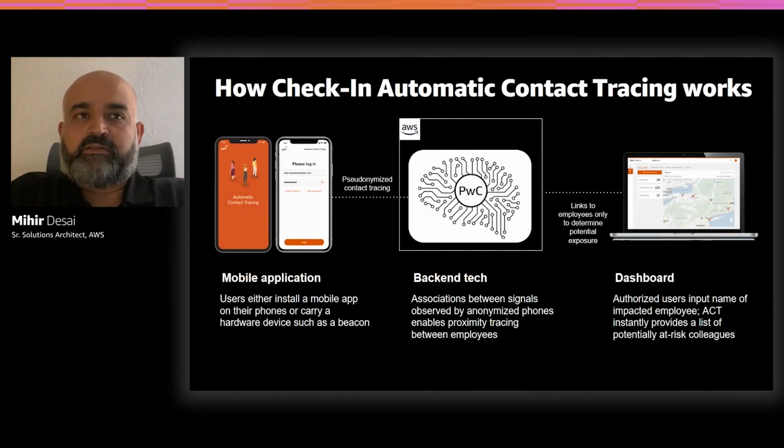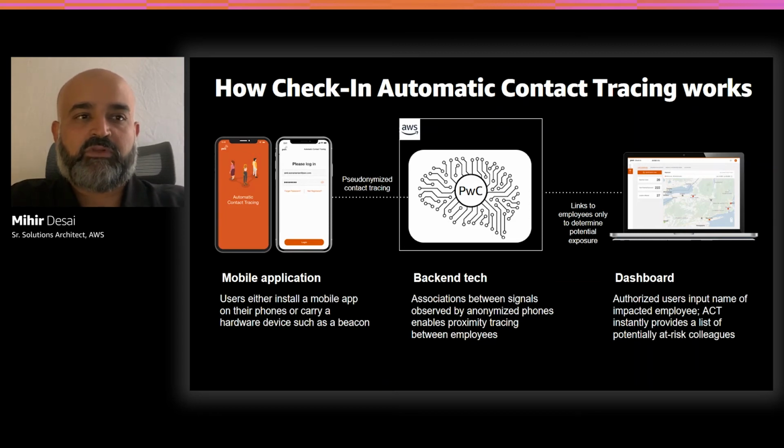This slide explains the 3 layers of the automatic contact tracing app. The front end, or the user portal, is a mobile app that the users can install on their phone. There's also a personal beacon that can be carried around by people such as visitors or guests inside a building. There's a backend.